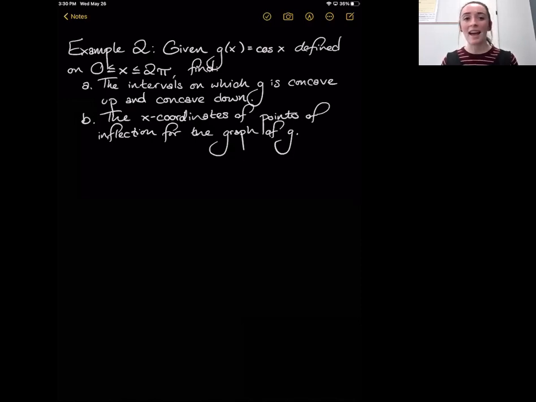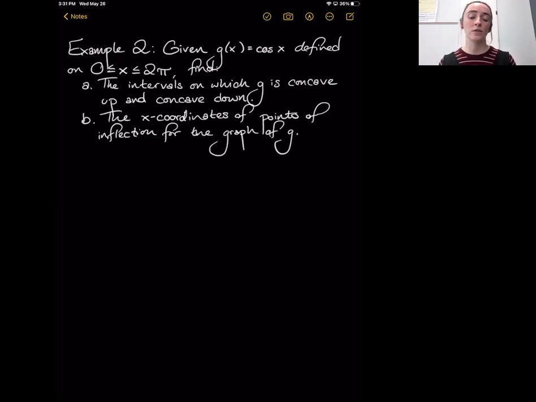Awesome. Let's take a look at example number 2, because sometimes we're going to have functions that are not just polynomials. We might have other types of functions. We might have radical functions, or in this case, a trigonometric function. And we can also use the second derivative test to learn about these other types of functions as well. So example 2 is pretty similar to example 1.